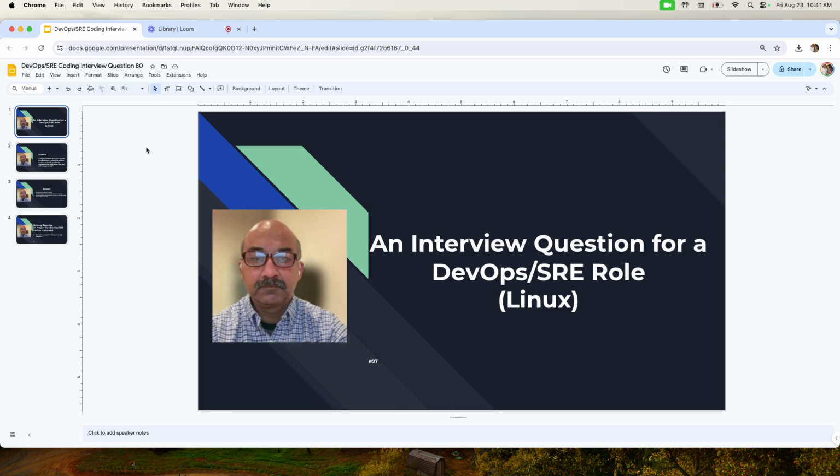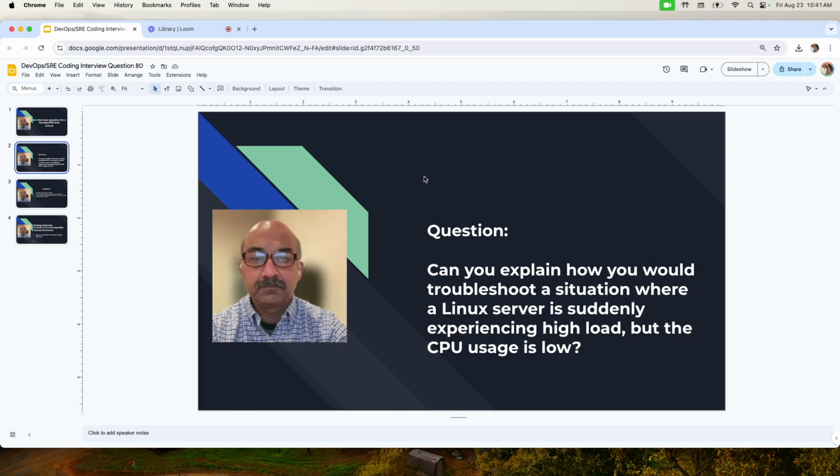Okay, the question today is, you have a Linux machine that is lagging. It's kind of slow. It seems to be under heavy load, but the CPU usage is already low. So what else could it be, right?